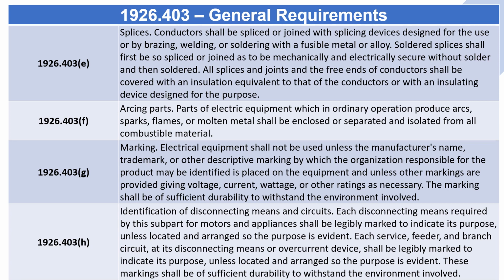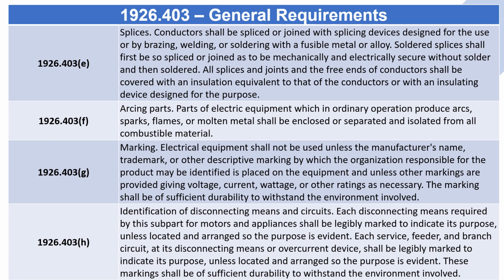1926.403(E), Splices. Conductors shall be spliced or joined with splicing devices designed for the use or by brazing, welding, or soldering with a fusible metal or alloy. Soldered splices shall first be so spliced or joined as to be mechanically and electrically secure without solder and then soldered. All splices and joints and the free ends of conductors shall be covered with an insulation equivalent to that of the conductors or with an insulating device designed for the purpose.